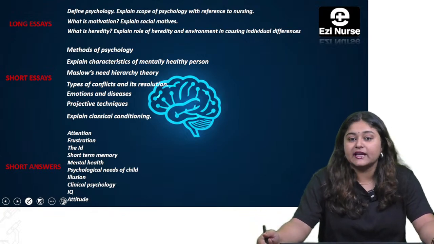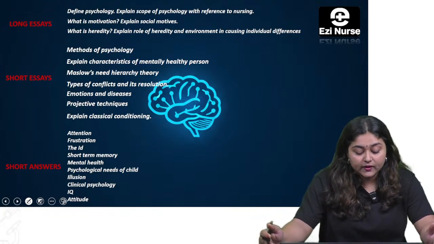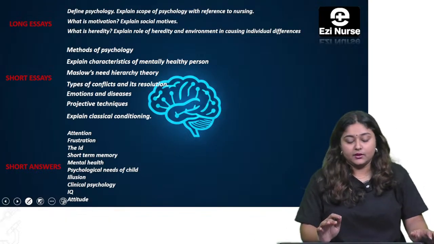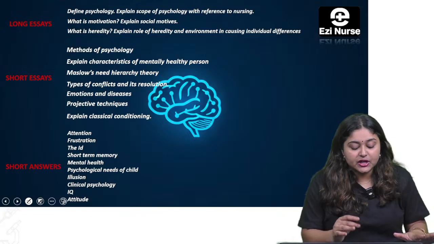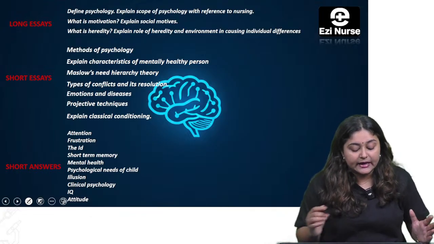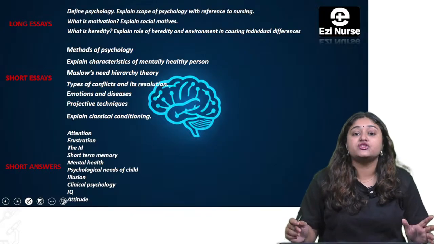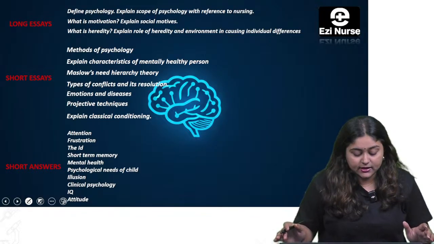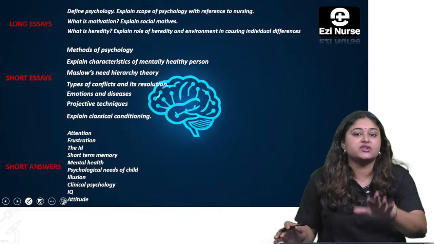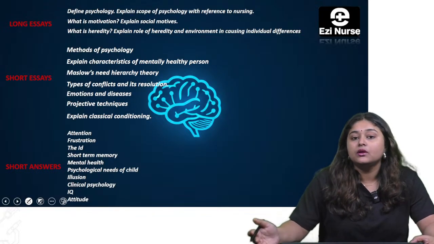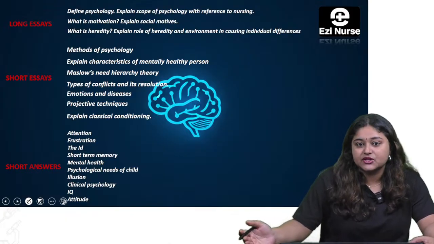Now come to the short answer, the 2 marks questions. In this you have to write 10. In this I put attention, frustration, ego, short-term memory, mental health, psychological needs of a child, illusion, clinical psychology, intelligence quotient or IQ, and then attitude. So these are all the questions I have set as a question paper. Now let's start the discussion with the answers.